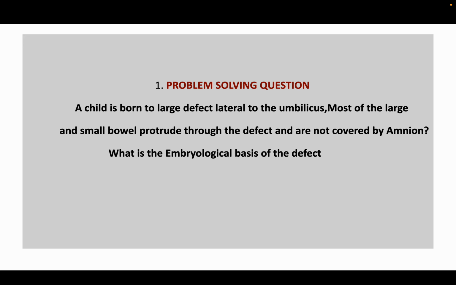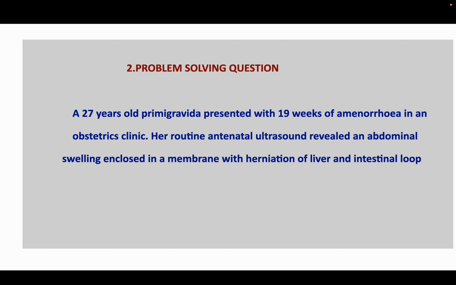A child is born with a large defect lateral to the umbilicus. Most of the large and small bowel protrude through the defect and are not covered by amnion. The question is, what is the embryological basis of the defect? The second problem to keep in mind is, suppose a 27-year-old primigravida presented with 19 weeks of amenorrhea in an obstetric clinic.